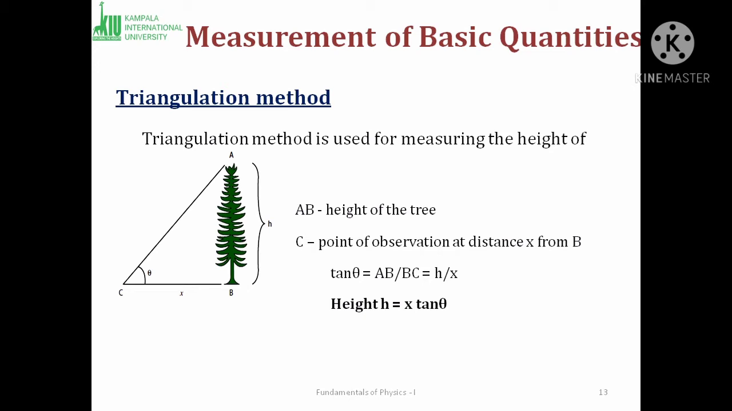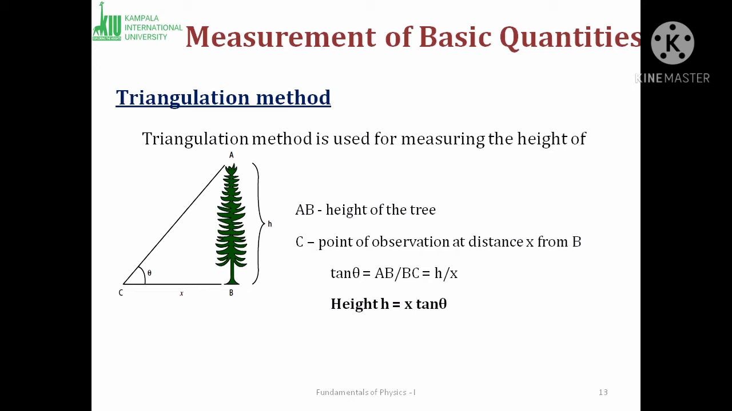So from the right angle triangle ABC, we know that tan theta is equal to opposite side divided by adjacent side. In this triangle, the opposite side is AB and the adjacent side is CB. So AB is equal to H and CB is equal to X. So tan theta is equal to H divided by X. From this we can find H, the height of the tree, that is H is equal to X tan theta. So knowing the distance X, we can determine the height of the tree.